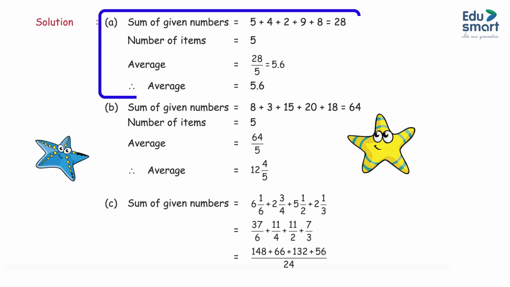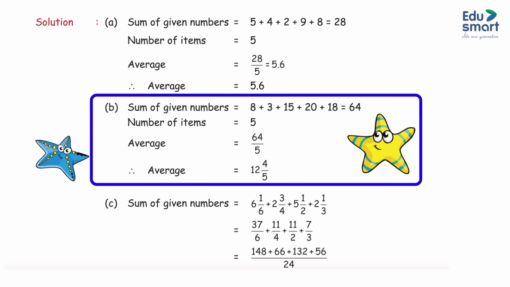Solution. A. Sum of given numbers 5 plus 4 plus 2 plus 9 plus 8 is equal to 28. Number of items 5. Average 28 upon 5 is equal to 5.6. B. Sum of given numbers 8 plus 3 plus 15 plus 20 plus 18 equals 64. Number of items 5. Average 64 upon 5 is 12 4/5.